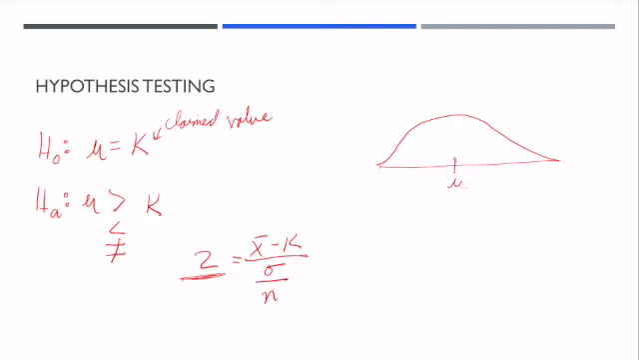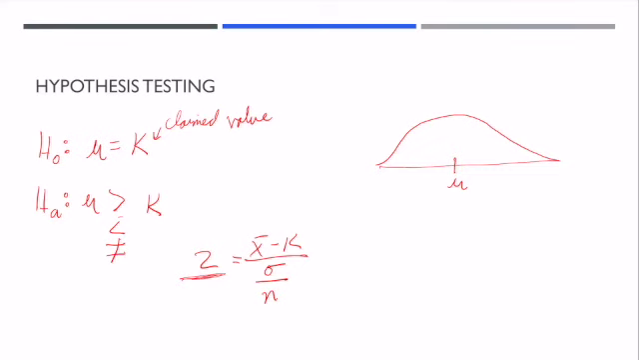So what I want to do, let's say I have a left-tailed hypothesis test. That means I'm claiming my mean is less than some significant value. So let me circle that one. Okay, so we're going to do that the mean is less than K.